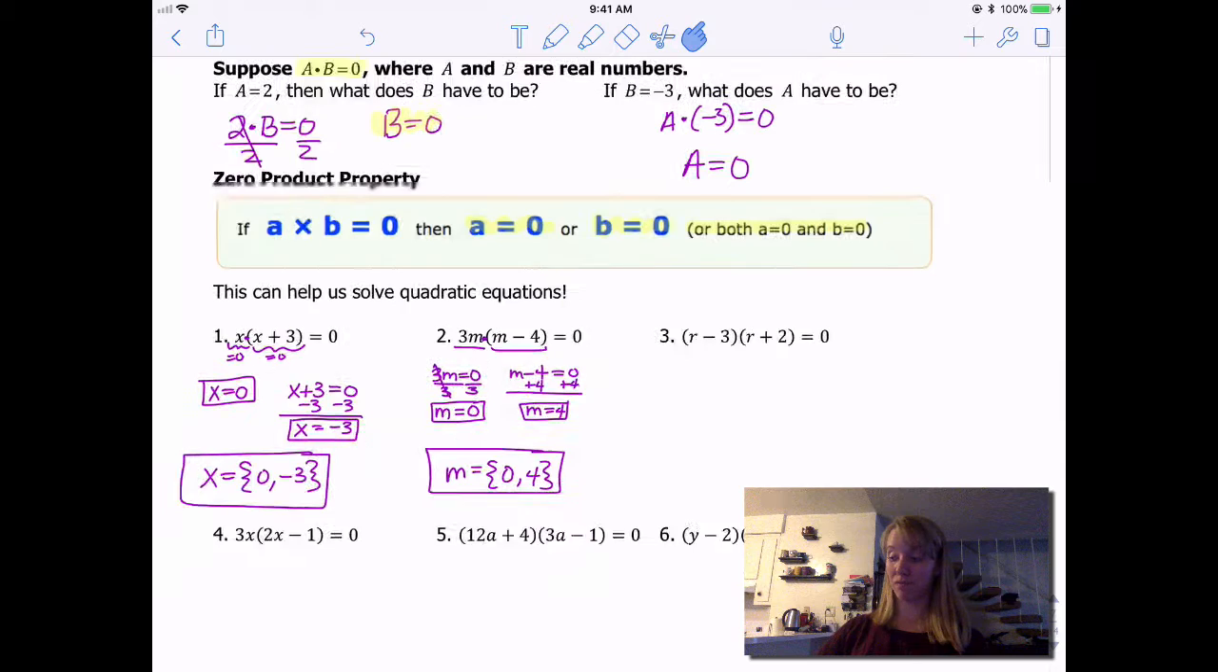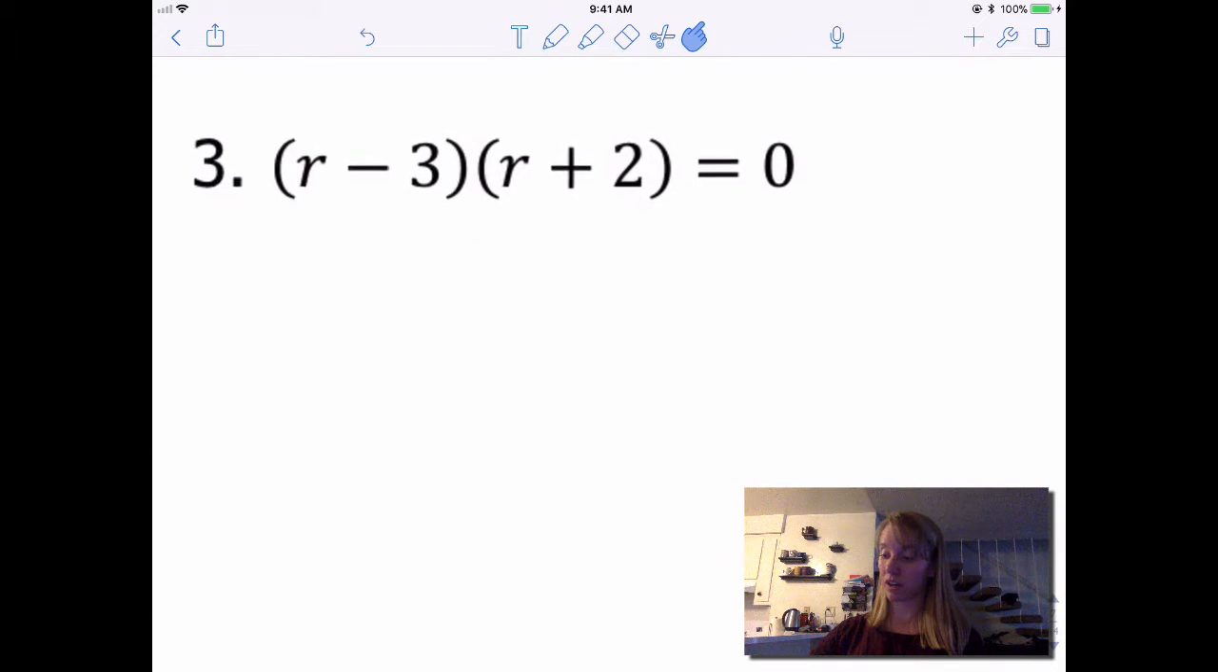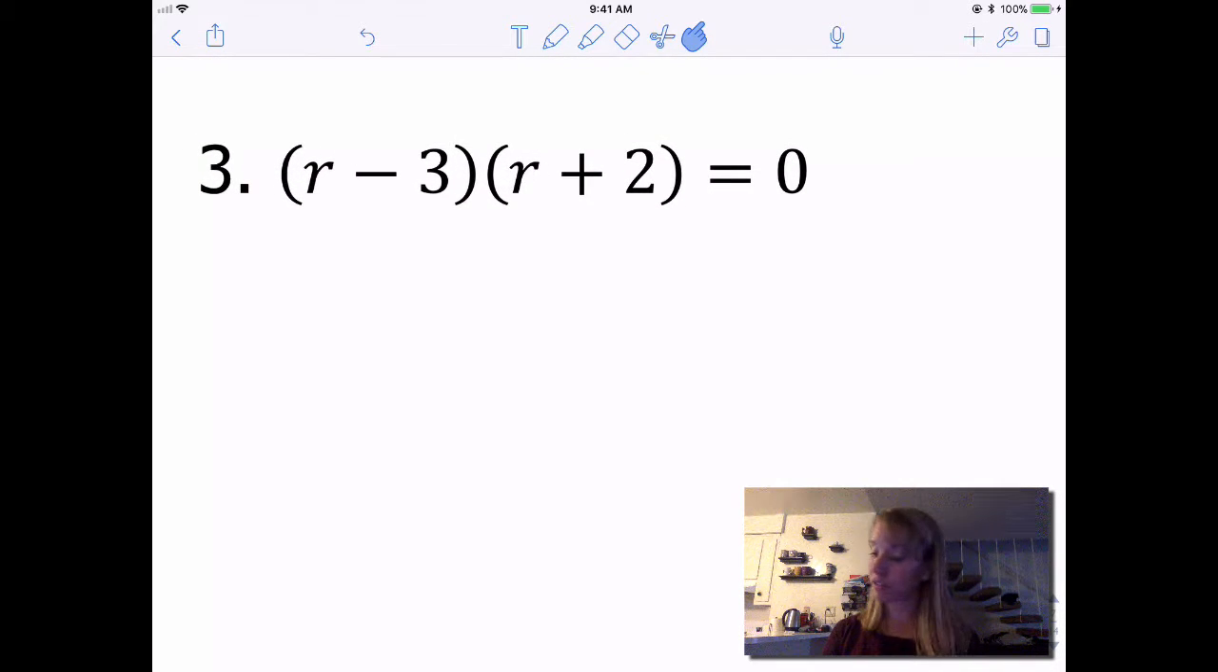Hopefully this isn't too bad. Looking at the next one, I want you to think, where would my product symbol be? What are the two things that are being multiplied? I'll give you just 1 second. Write it down.